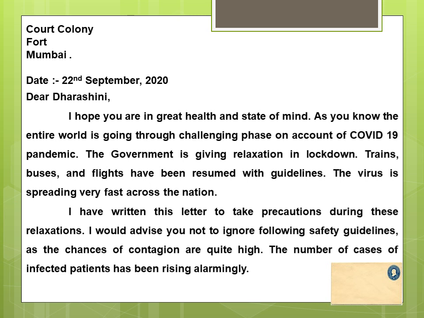The government is giving relaxation in lockdown. Trains, buses and flights have resumed with guidelines. The virus is spreading very fast across the nation. I have written this letter to tell you to take precautions during these relaxations. I would advise you not to ignore the following safety guidelines as the chances of contagion are quite high. The number of cases of infected patients has been rising alarmingly.